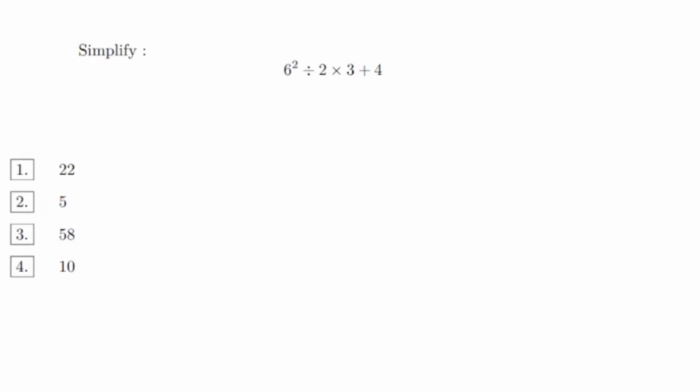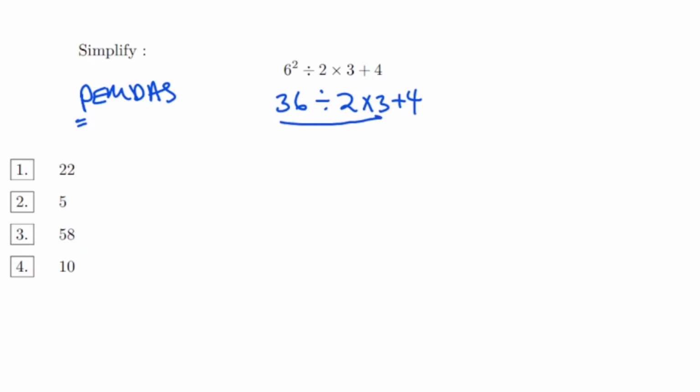Simplify 6 squared divided by 2 times 3 plus 4. Well, again, you do PEMDAS. No parentheses, but we do have exponents, so 6 squared is 36 divided by 2 times 3 plus 4. And now we have multiplication or division to do next, and we work left to right. Okay, we work that way.